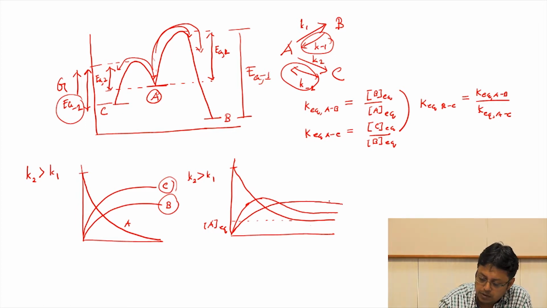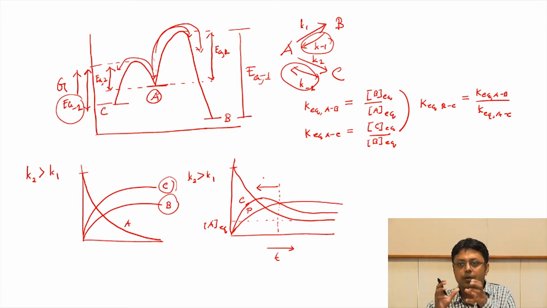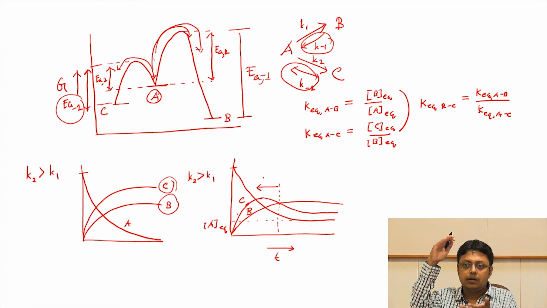So if you follow this part, below the vertical line, and this is the time profile, I see that C is always above B, because I started with A, there was no B or C at the beginning. As they form, of course C is forming at a higher rate because the activation barrier is smaller, and the barrier going from A to B is higher.